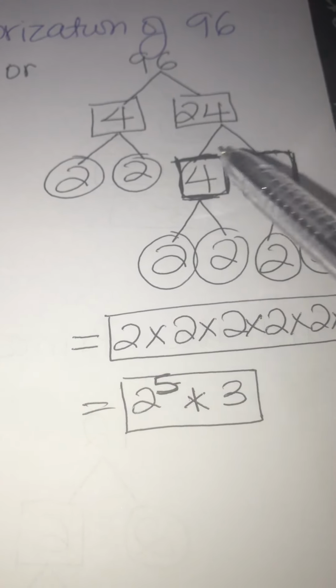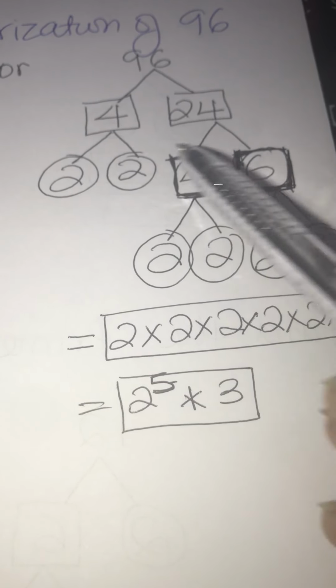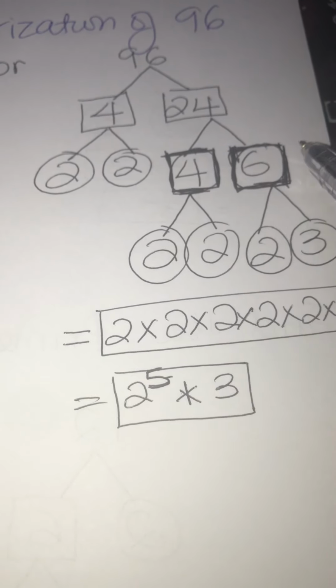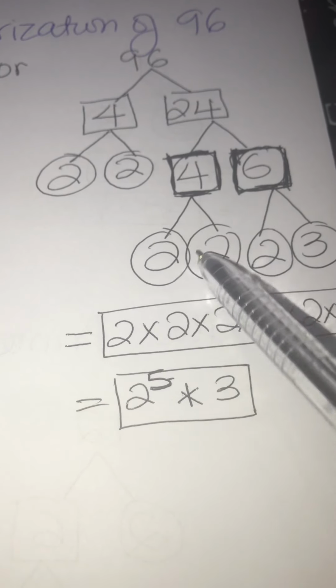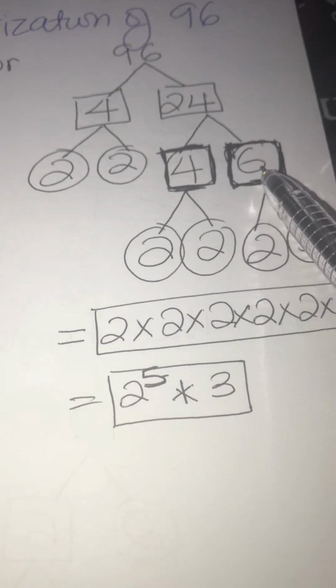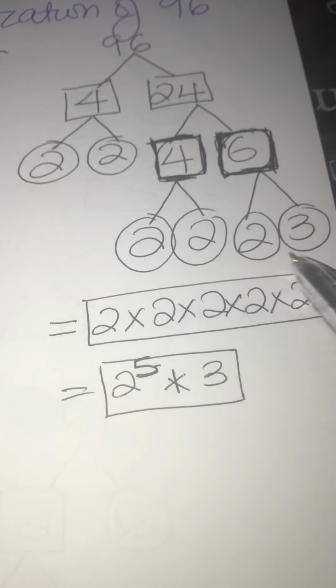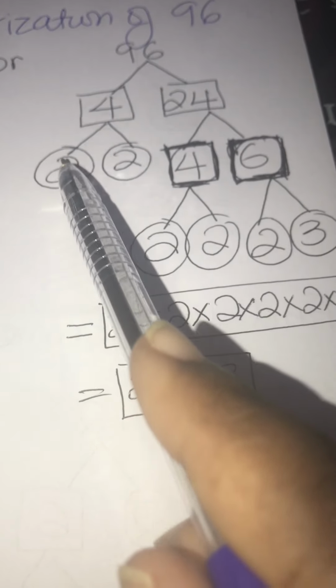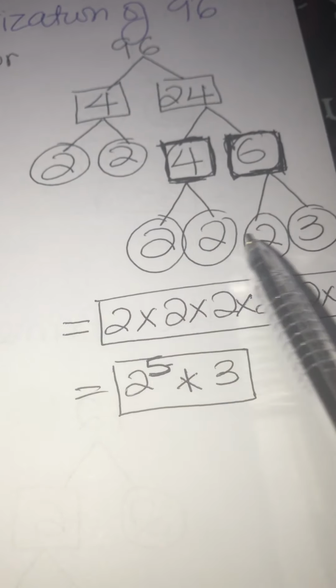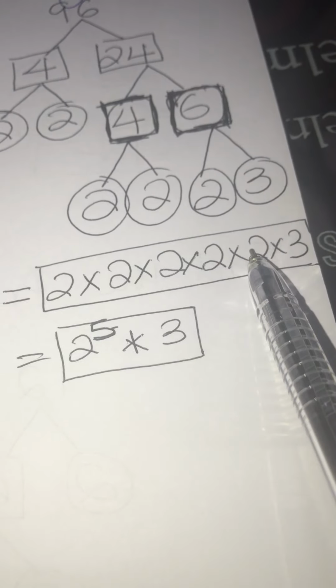4 times 6. Both of them are not prime. I put them in a square. I break down 4. I get 2 and 2. I break down 6. I get 2 times 3. How many 2's are in a circle? 1, 2, 3, 4, 5. I write them out.